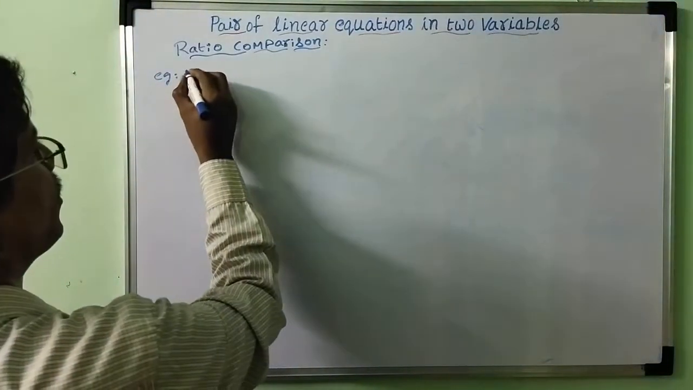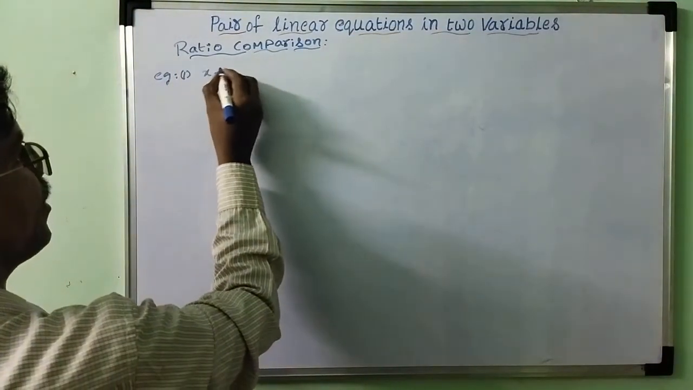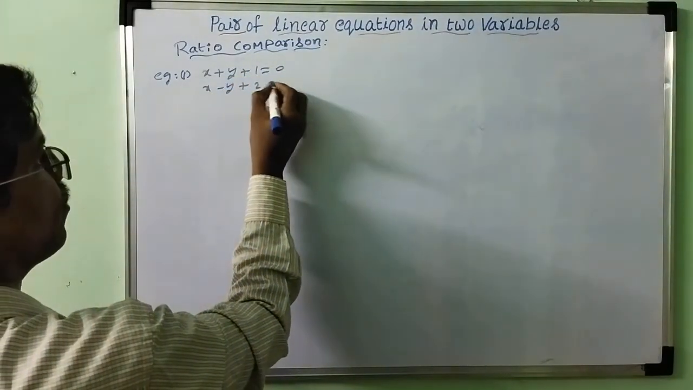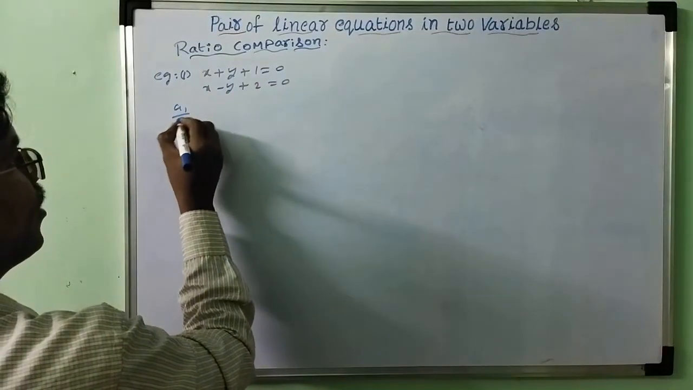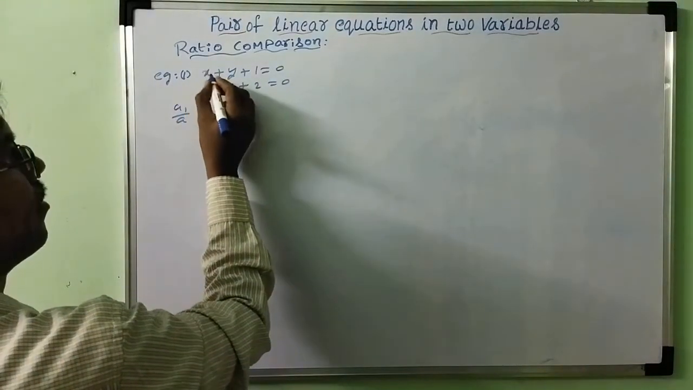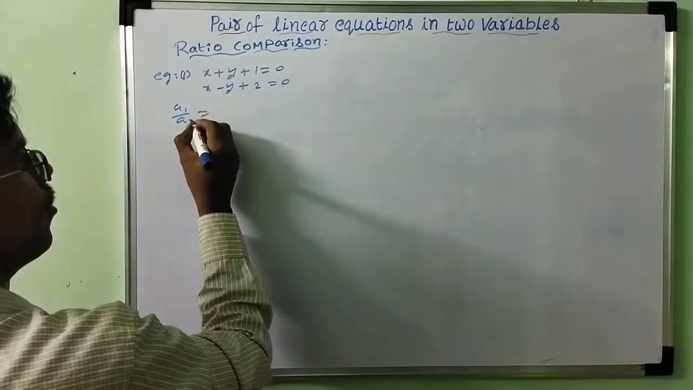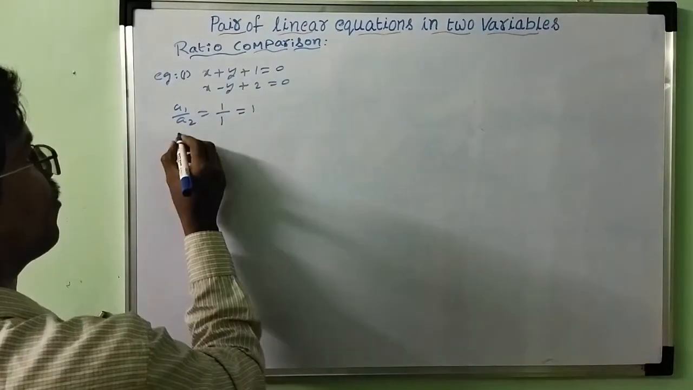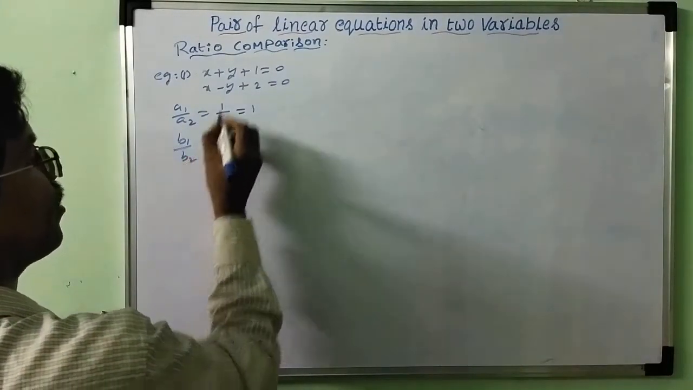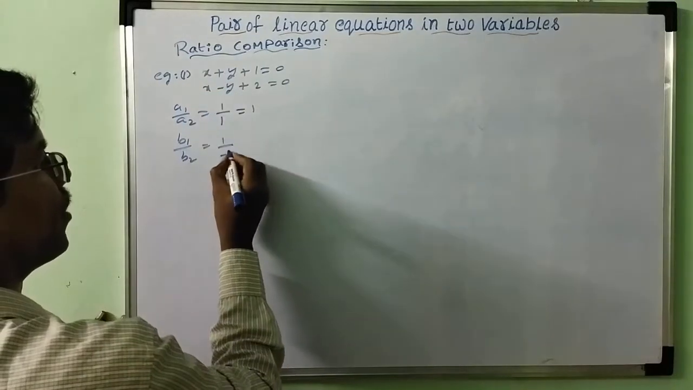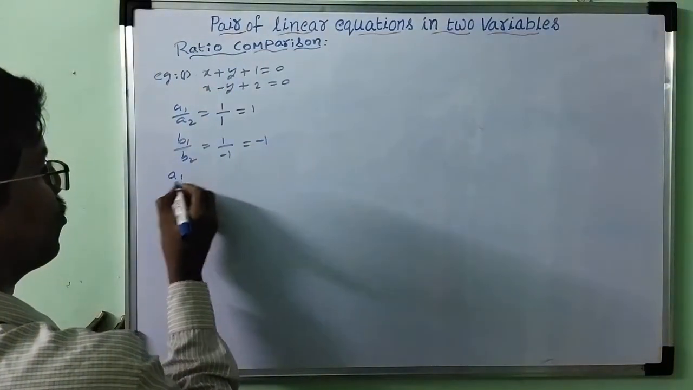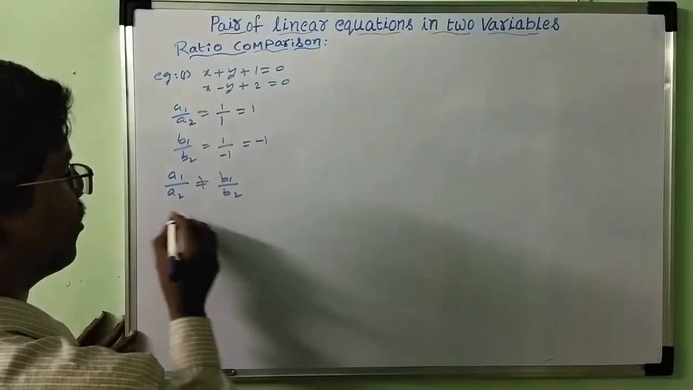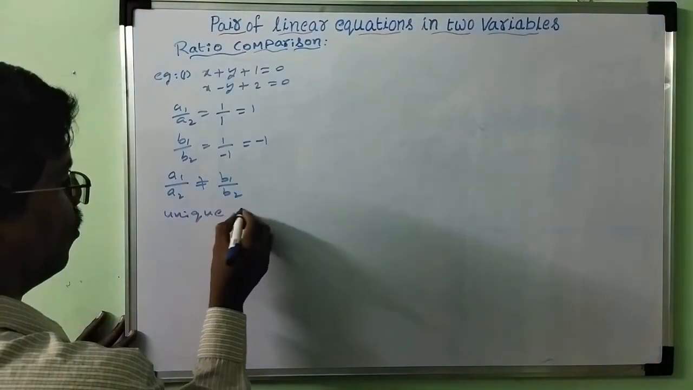Here I am taking x plus y plus 1 equal to 0 and x minus y plus 2 equal to 0. a1 by a2 equal to, here a1 means the x coefficient in the first equation, 1 by 1, so it is 1. And b1 by b2 equal to, here the y coefficient is 1, here minus 1, 1 by minus 1. It is minus 1. So a1 by a2 is not equal to b1 by b2. So they contain a unique solution.